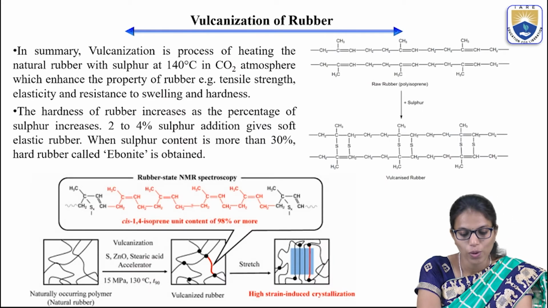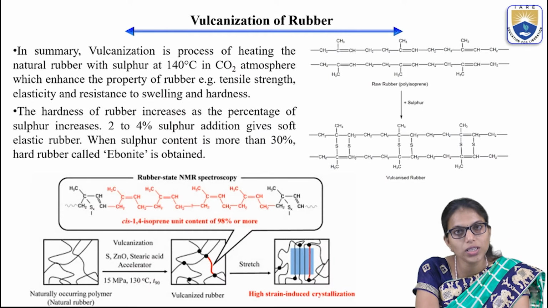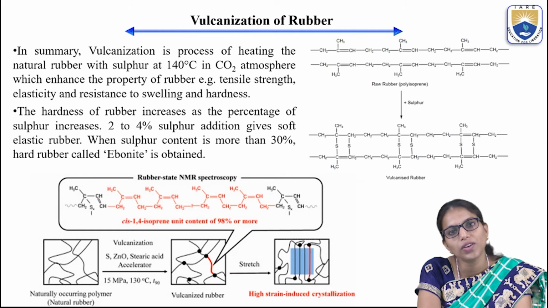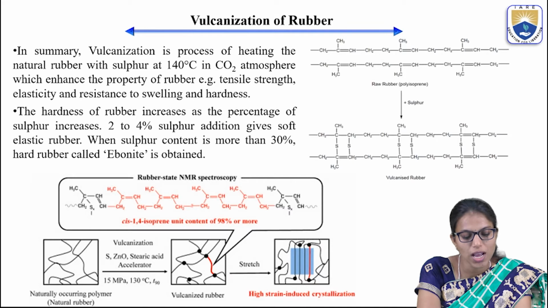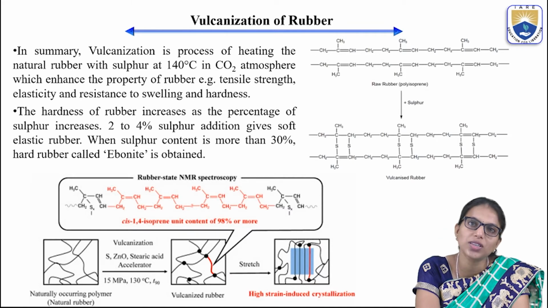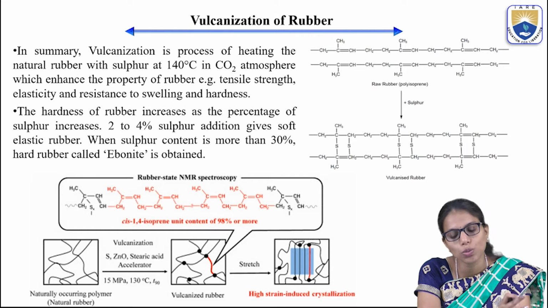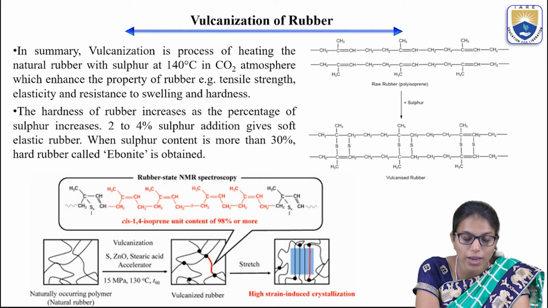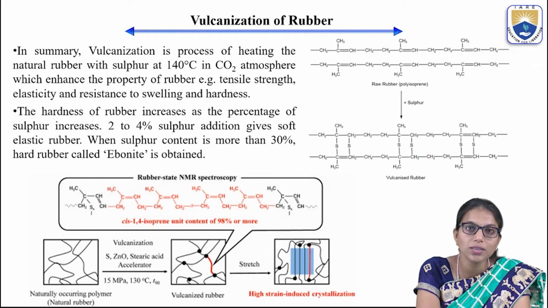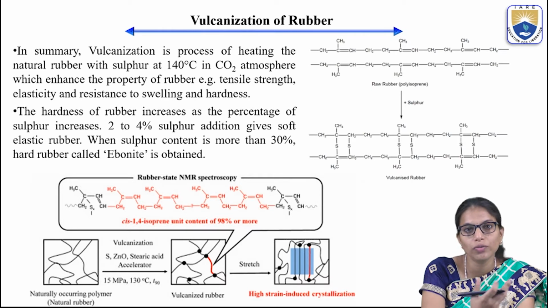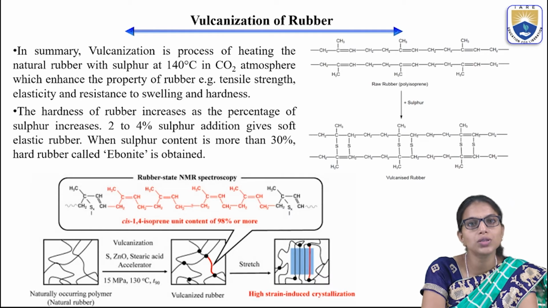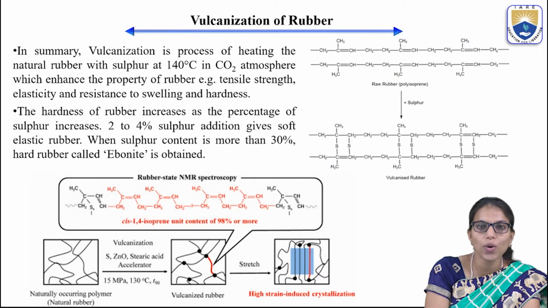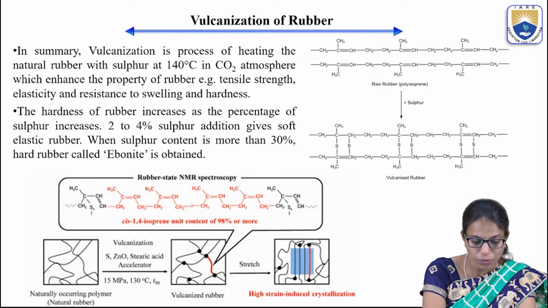So in summary, vulcanization is a process of heating the natural rubber with sulfur at 140 degrees centigrade in the presence of a carbon dioxide atmosphere, which enhances the properties of rubber, for example, tensile strength, elasticity, and resistance to swelling and hardness. Resistance to swelling means that when we keep the rubber in oil, it will never swell. This is the advantage of vulcanized rubber.